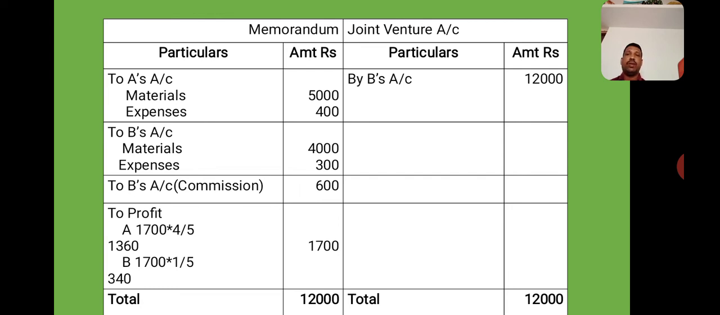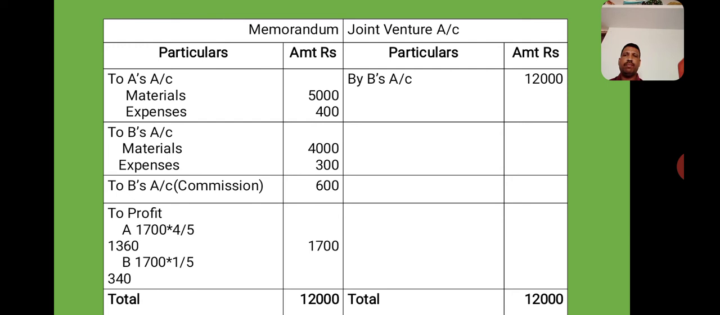So look at the memorandum joint venture account. Here memorandum joint venture account is debited. It is roughly, that means roughly prepared. So own transactions and also the transactions affected by other co-venturers, as per the statements given by the other co-venturers, are recorded. Here to A's account. A's account is debited because material supplied by A worth rupees 5,000 and also expenses incurred by A 400 rupees. To A's account, materials 5,000, expenses incurred 400.